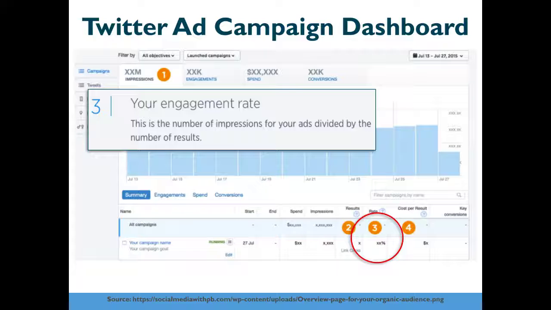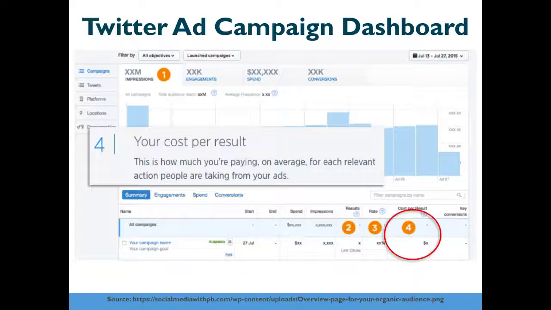Number 3, your engagement rate is the number of impressions that your ads get, so the number of people who actually see your ad, divided by the number of results that you were wanting. So, for example, if you were doing a follower campaign and 1,000 people saw your ad, but only 100 responded to it, then you do 1,000 divided by 100, because the result that you wanted was the number of new follows. And then number 4 would be your cost per result.